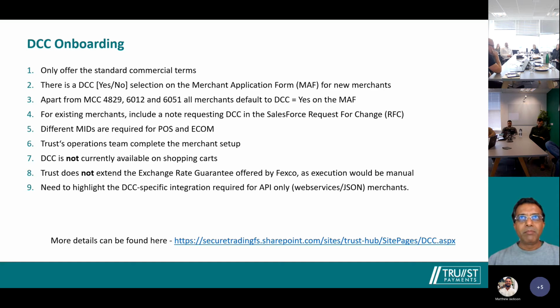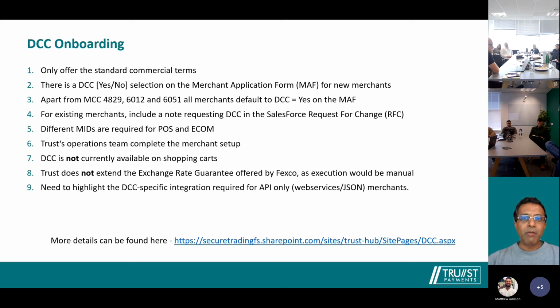Okay, so the two main points there are easy onboarding. You just have to tick yes or no. But don't forget to make the point to the API only merchants that they've got to have a look at that bit of the integration. It's all documented fully on the website, and it's not a difficult integration. They just have to remember to do it.